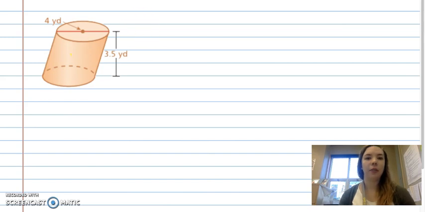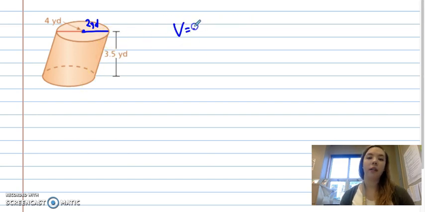Okay, here, this one's slightly different because they gave us the diameter. Diameter goes all the way across. So just halfway across is actually 2 yards. So 2 is what we want to use in our formula. And again, your radius is on your circle. This is our height because it's not on our circle, it's the length connecting our two circles.